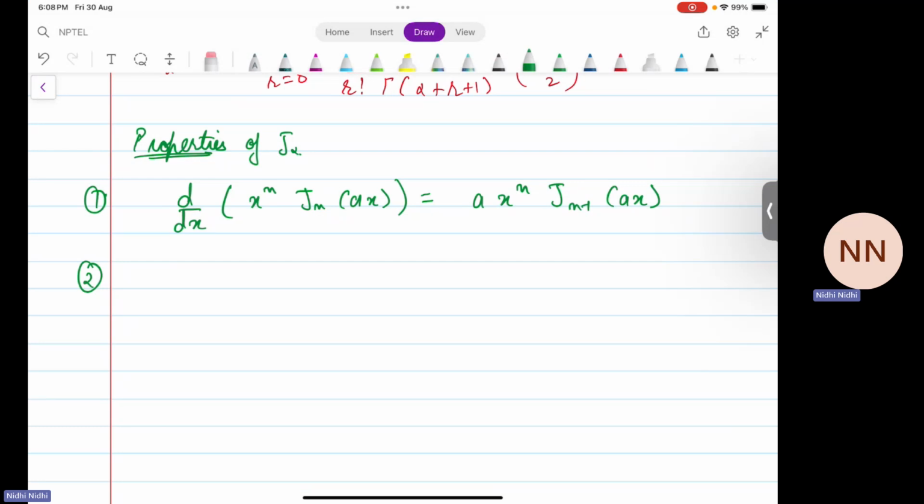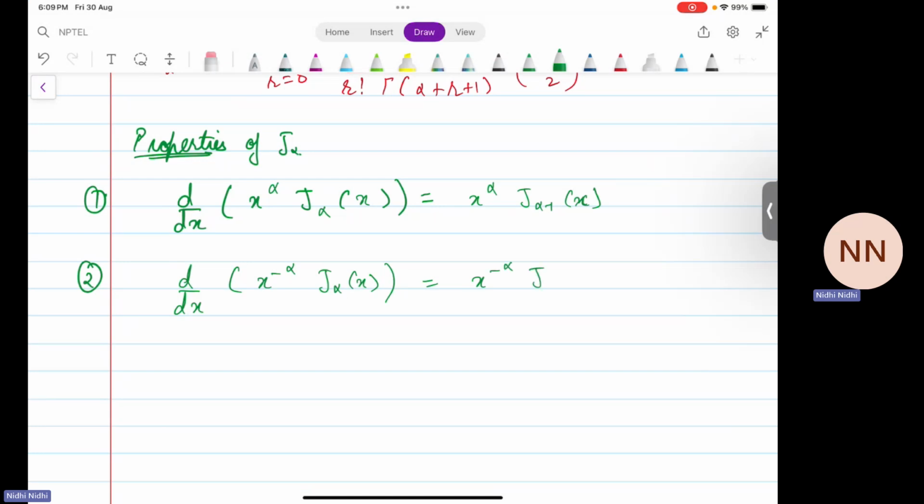Second property, sorry, d by dx of x to the power alpha J alpha x is equal to x to the power alpha J alpha minus 1 x. The second property is d by dx of x to the power minus alpha J alpha x is equal to minus x to the power minus alpha J alpha plus 1 x.